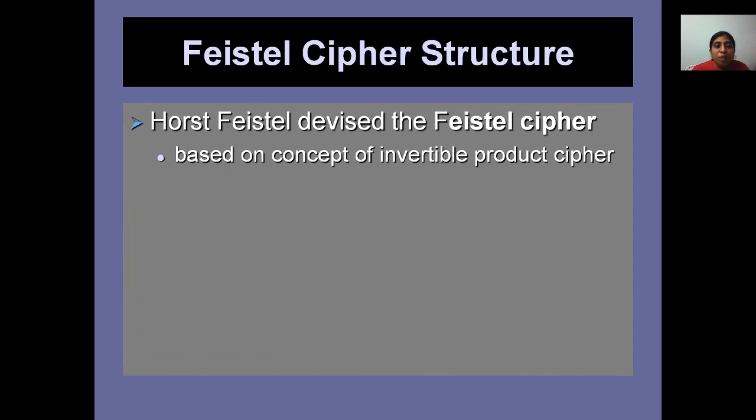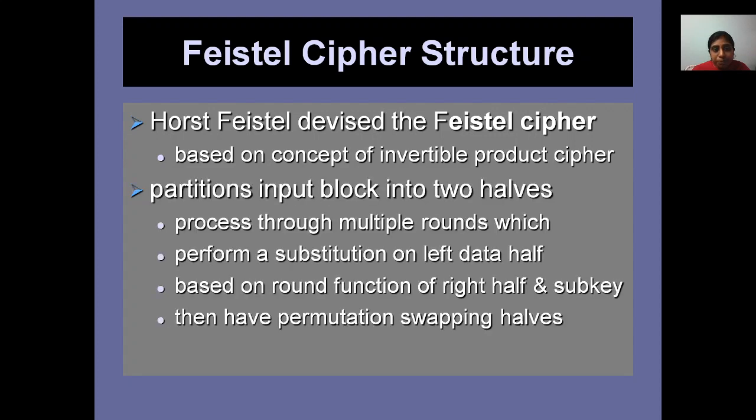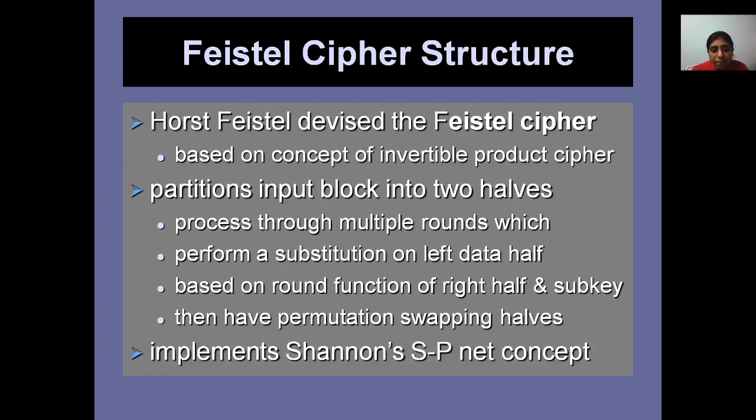Then, what is meant by the Feistel cipher structure? Horst Feistel devised the Feistel structure, based on the concept of the invertible product cipher. In this structure, the total plain text is divided into two halves. It processes through multiple rounds which perform substitution on the left half, based on the round function of the right half and the subkey, then permutation and swapping of halves. You can see how this is done in the next diagram.